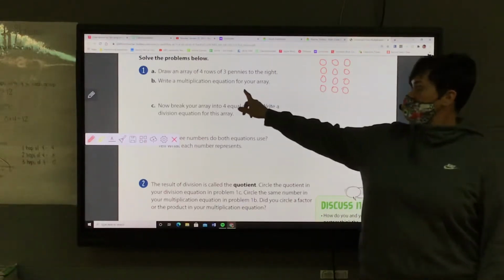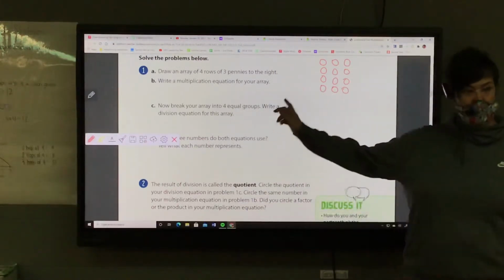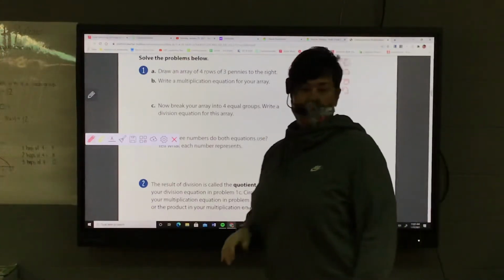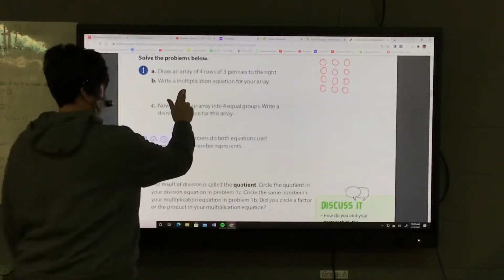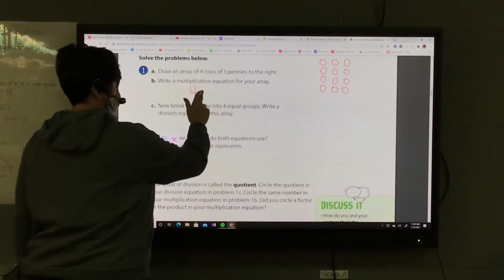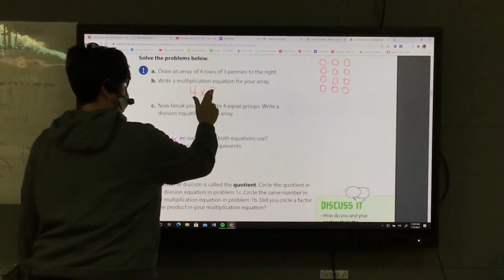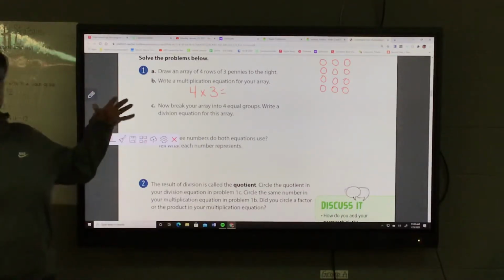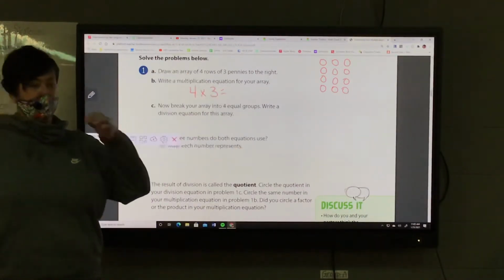Now, write a multiplication equation that goes with that array. How many rows? 4. How many in each row? 3. Is that a multiplication equation? 4 times 3.